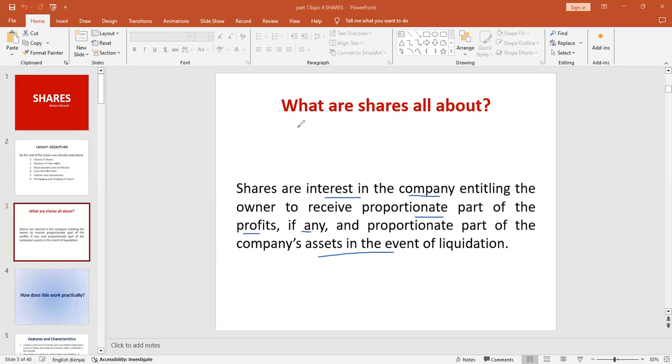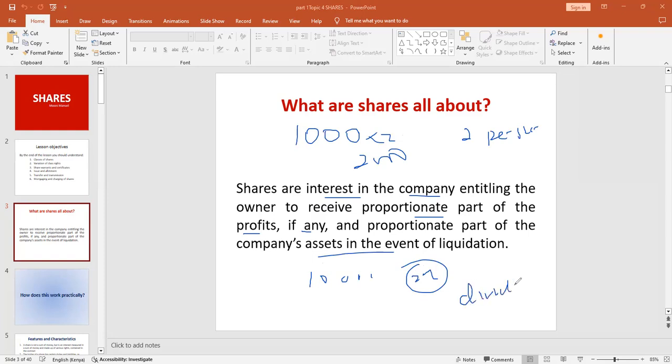So if you have 10 or 100 or 1,000 shares, and then we say we've made profit, and we are going to give 2 shillings per share, that means you are going to get 2,000 shillings. Somebody who has 1 million shares is going to get 2 million shillings from that profit, and you're going to call that one a dividend.